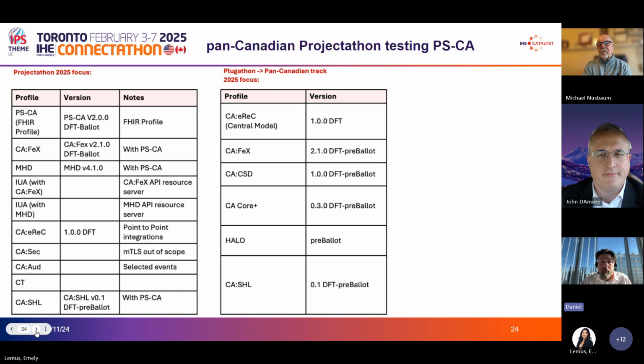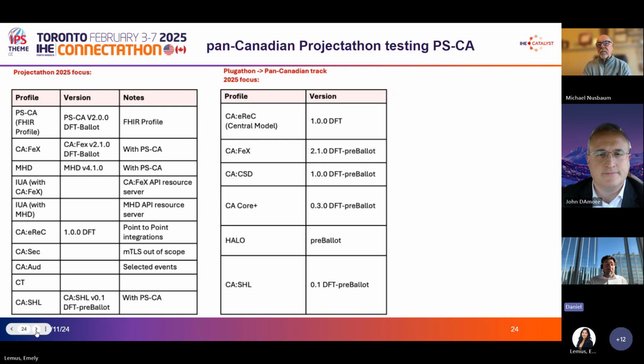But they've also got a bunch of tracks that are in Plugathon stage that they're still in development and want early feedback, including CAFEX, but newer versions of it. MCSD, CA Core, that's the Canadian Core Plus. Hello, that's a way to open things in context. And there's a number of tracks around IPS.